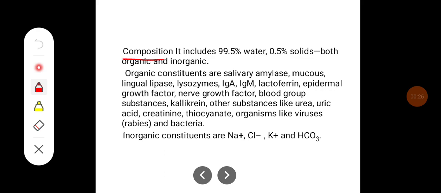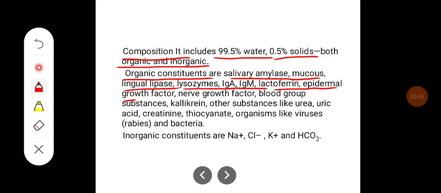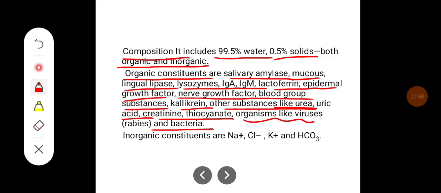The composition of saliva includes 99.5% of water and 0.5% of solids, which includes both organic and inorganic substances. Organic constituents are salivary amylase, mucus, lingual lipase, lysozymes, IgA, IgM, lactoferrin, epidermal growth factor, nerve growth factor, blood group substances, kallikrein, and other substances like urea, uric acid, creatinine, thiocyanate, and organisms like viruses, that is rabies, and bacteria. The inorganic constituents are mainly the sodium, chloride, potassium, and bicarbonate ions.